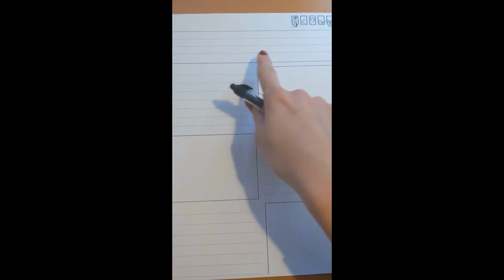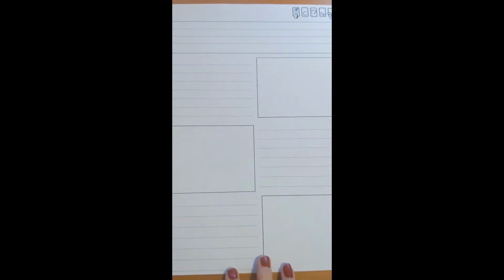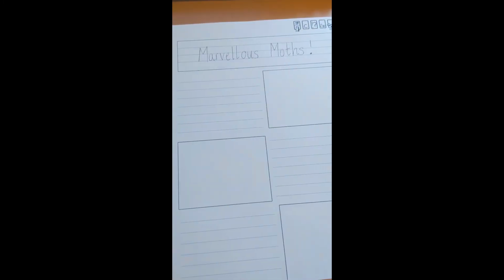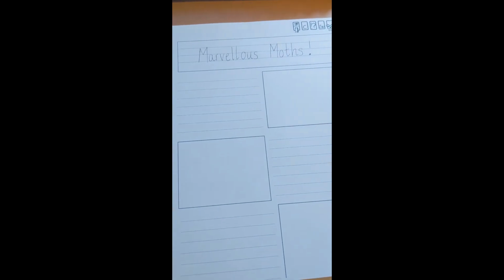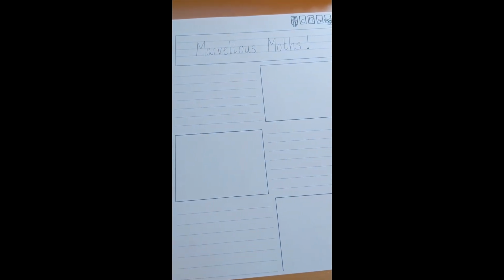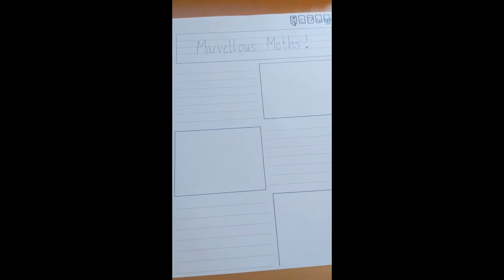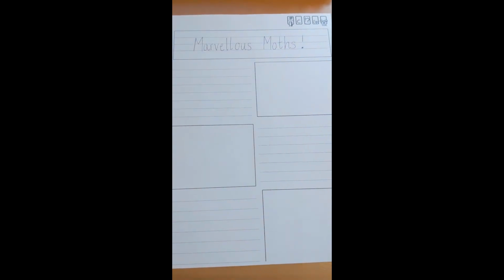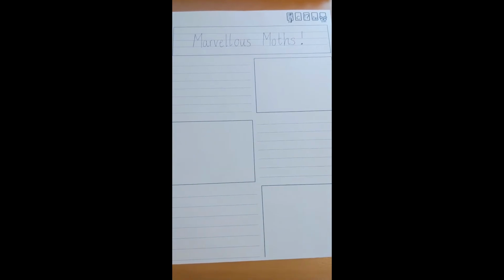The first thing we need is a title, and it's going to go across here. So you can think of whatever title you would like for your moth fact file. It needs to tell the reader what they're going to be reading about. So it needs to include the word moth in some way. I have chosen the title Marvellous Moths, as I think that will catch the eye of readers, and I'm using an exclamation mark to show that this is an exciting fact file that they should all read.